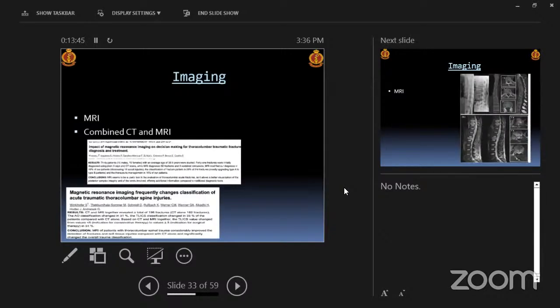Is it mandatory to do MRI for spine fracture? Well, let's scan and have it. Thoracolumbar fracture: mandatory to do the MRI. Cervical spine fracture: CT scan is enough.